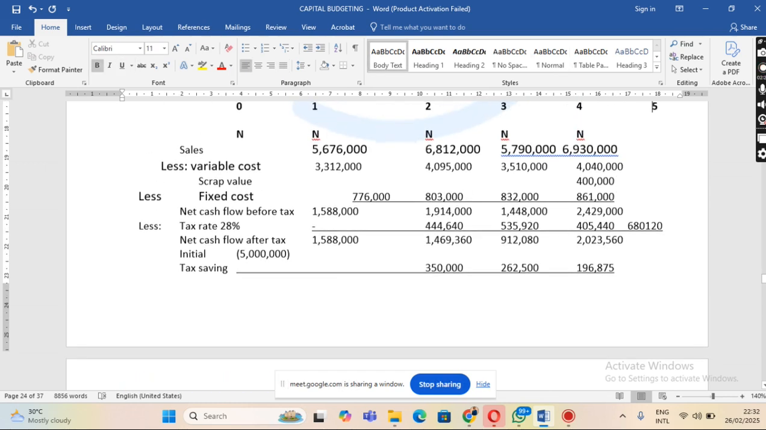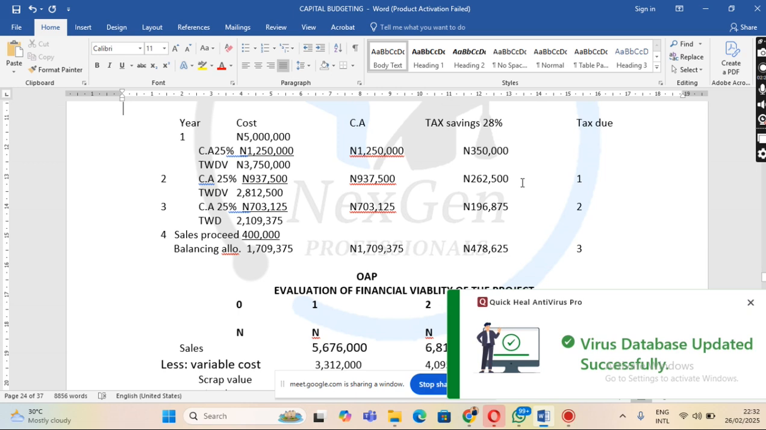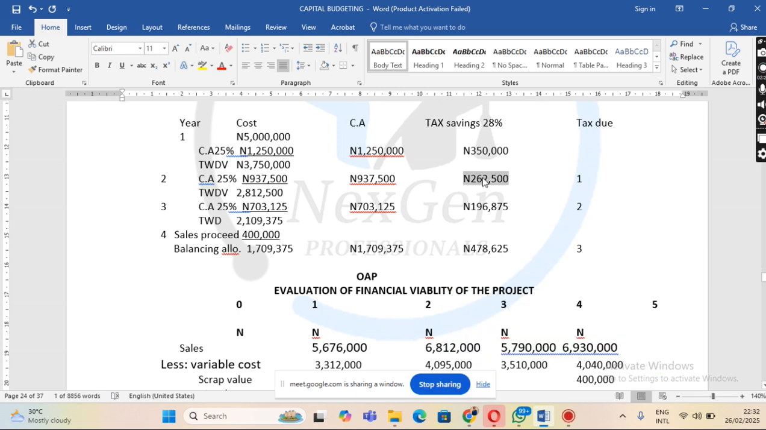I'm suspecting something in this tax saving is not the way it's supposed to be. Is that not so? Let's check. In year 2, you will pay 262,500 now. Is that not so? Let's look at it. The tax due for year 1 should be in year 2, then for year 2 should be in year 3, year 3 in year 4, because it's in arrears. So you raise it up. The first one you left should be for year 2.